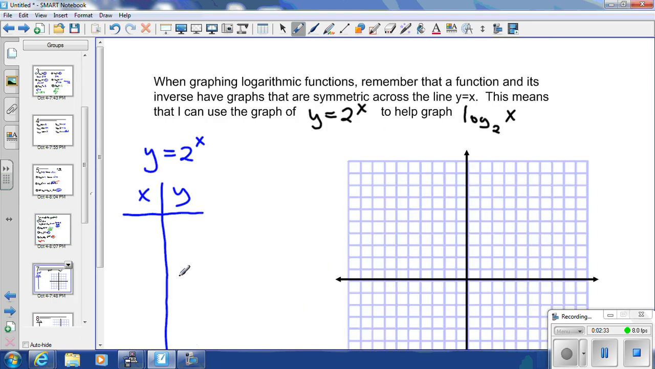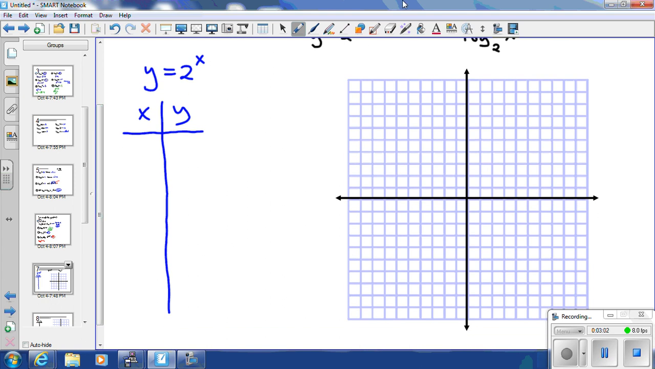Here's an example of graphing. So when we're graphing logarithmic functions, we want to remember that, first of all, I told you earlier that a logarithm is an inverse of an exponential graph. So with that knowledge, when graphing logarithmic functions, remember that a function and its inverse have graphs that are symmetric across the line y equals x. The line y equals x, if you've forgotten, is right here. So if I graph y equals x, this is going to be a part of this. Here's the line y equals x.